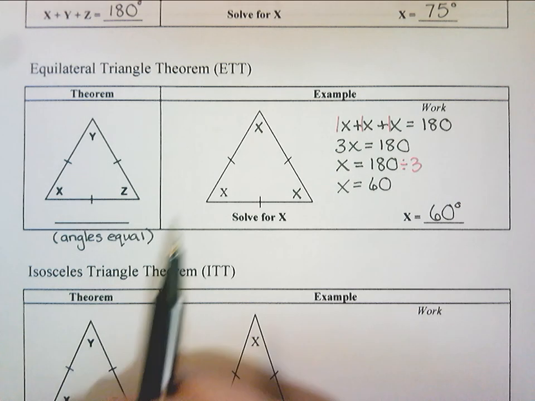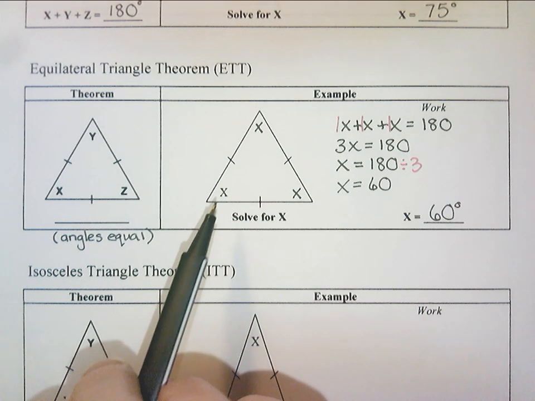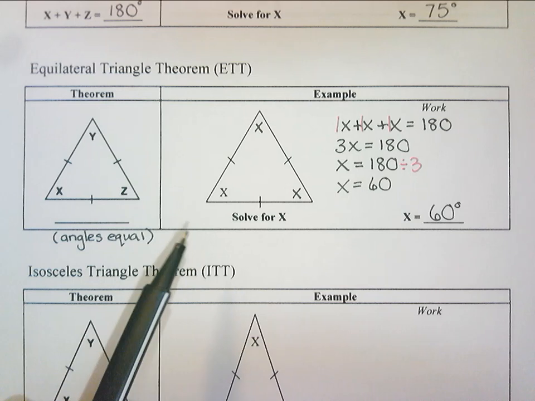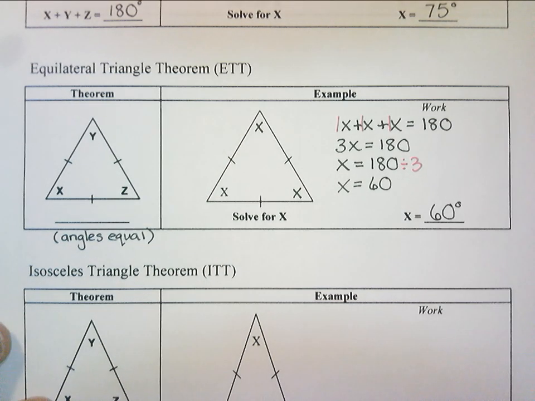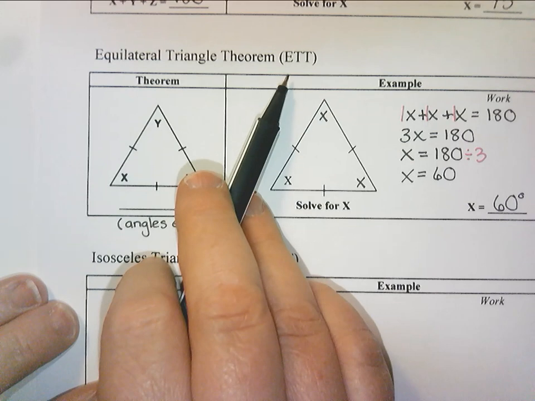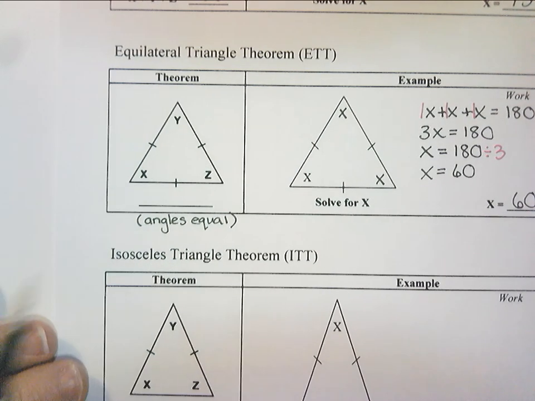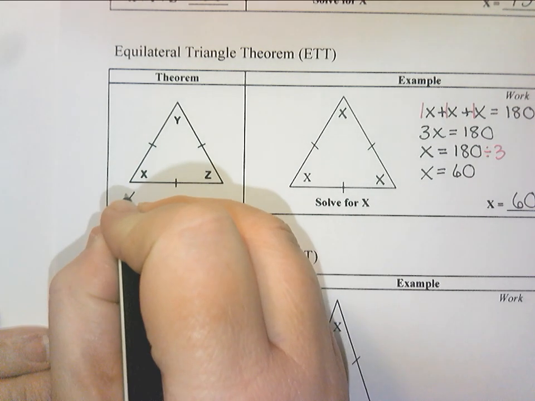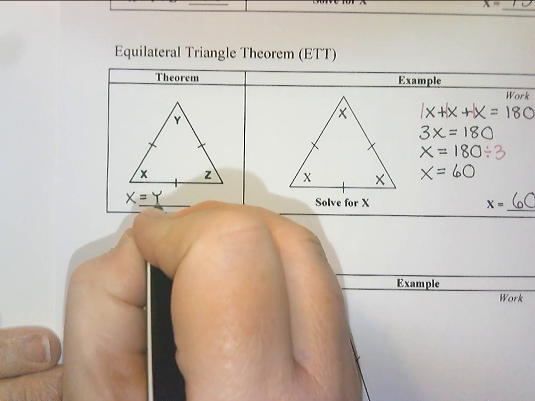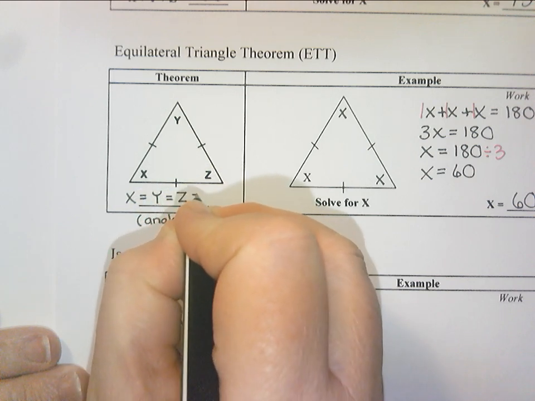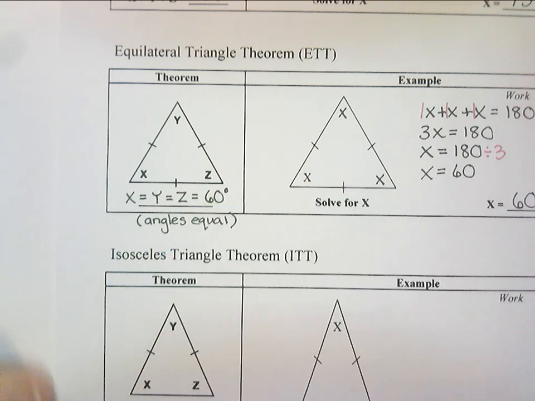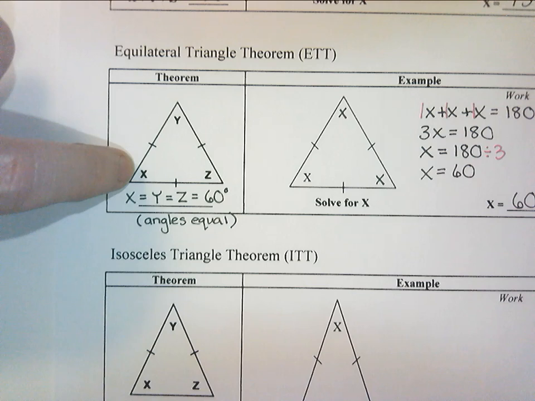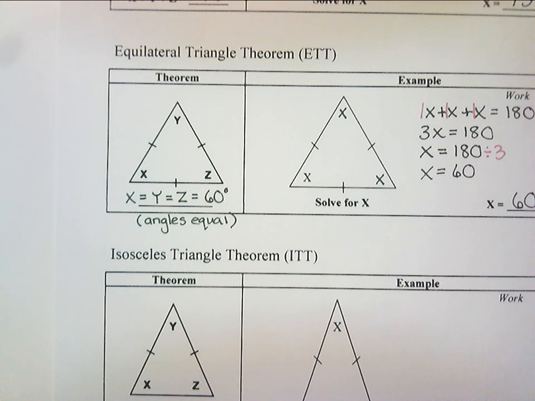Now this isn't just for this specific triangle. In any equilateral triangle, every angle will always be 60 degrees. So the equilateral triangle theorem does say that these three angles are all equal. So x is equal to y, which is equal to z, but they all individually equal 60 degrees. So anytime you see an equilateral triangle, you can just say that angle in that corner is 60 degrees.